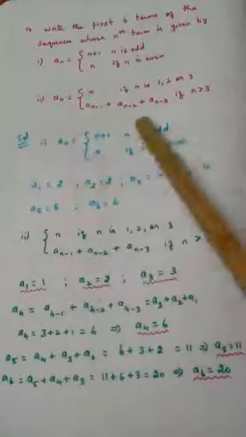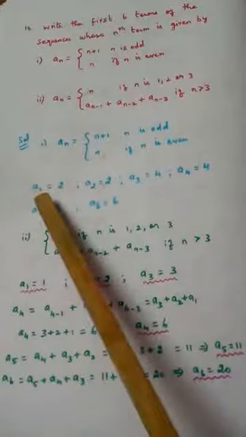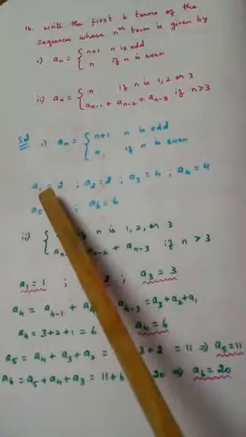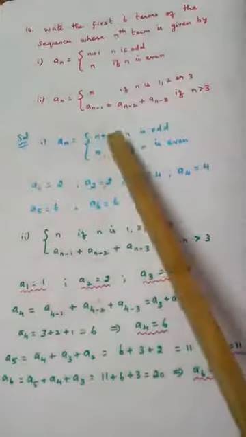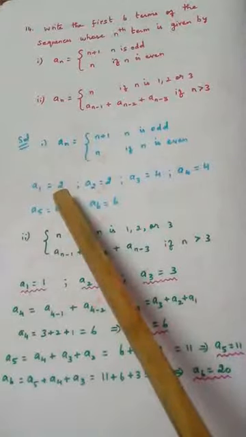This is the question. We will try to find out the first term, a1. Is 1 an even number or an odd number? Clearly 1 is an odd number. So odd means I have to take this formula. In this formula, put n is equal to 1. 1 plus 1 is 2. So the first term is 2.